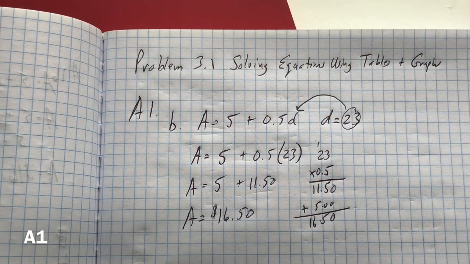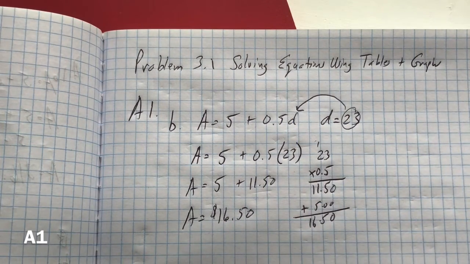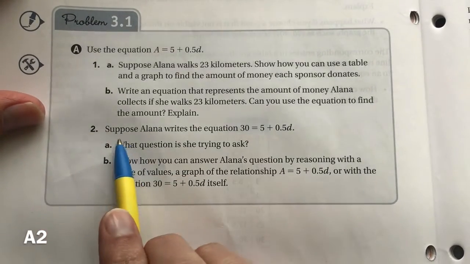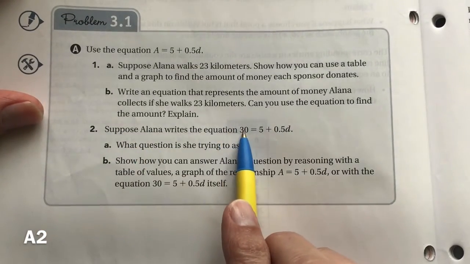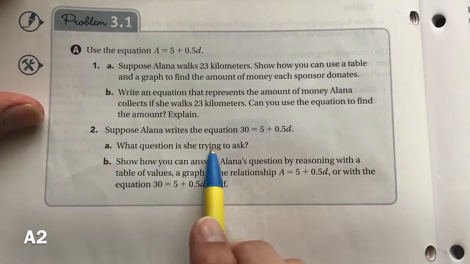But can we use that equation to find the amount? Yes, we can. We can figure it out by plugging the exact amount in and figuring it out exactly. So now we're on to A2. Suppose Alana writes the equation 30 equals 5 plus 0.5 times D. What question is she trying to ask here?